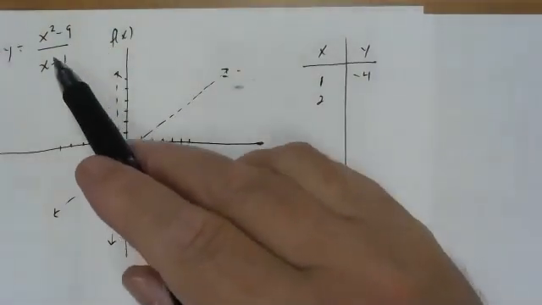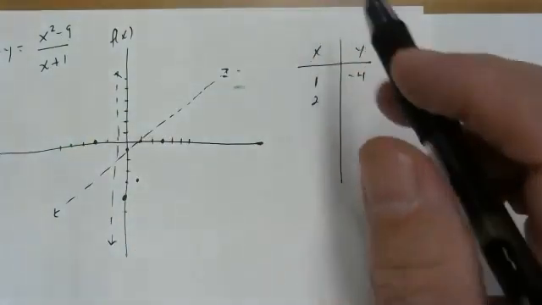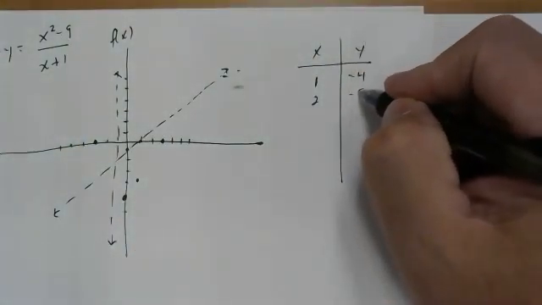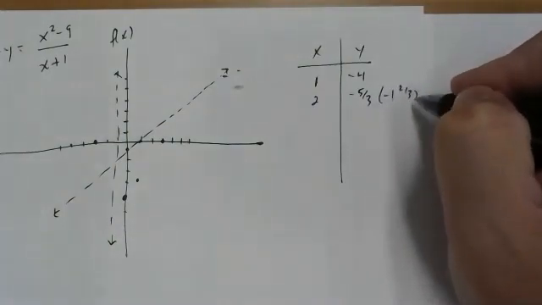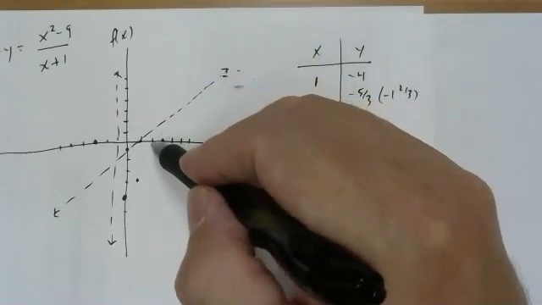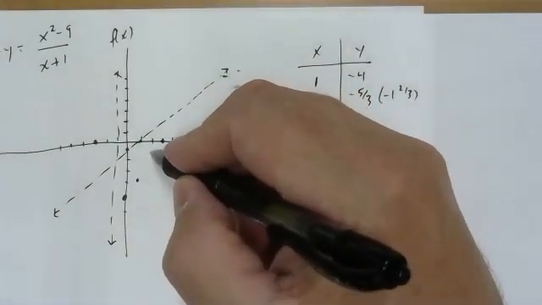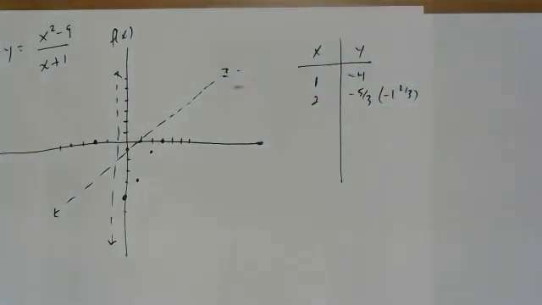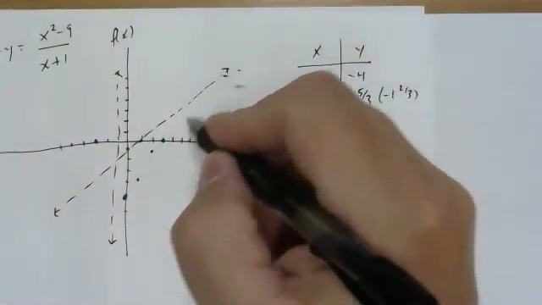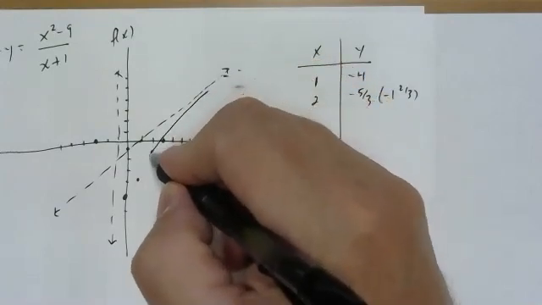I plug in 2. 2 squared is 4. 4 minus 9 is -5/3, which is the same thing as -1 2/3. So when x is 2, y is -1 2/3. Now, this graph isn't perfect, but when I see these points here, I think it's going to end up being something like this.